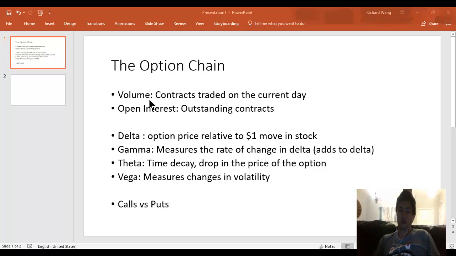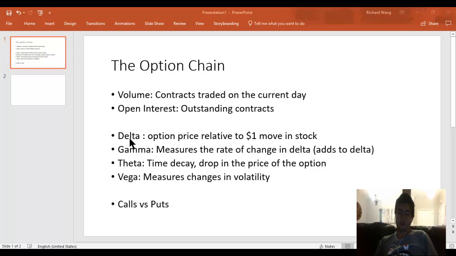So inside the option, we have four different variables that determine what the price of the option is. So first of all, we look at the volume. It's how many contracts have been traded on the current day. And we have open interest. It's the outstanding contracts, meaning how many people are holding this contract to this day. If you have Robinhood, I'll show you in just a minute. So when you trade options, you want to have very high volume and also very high open interest.